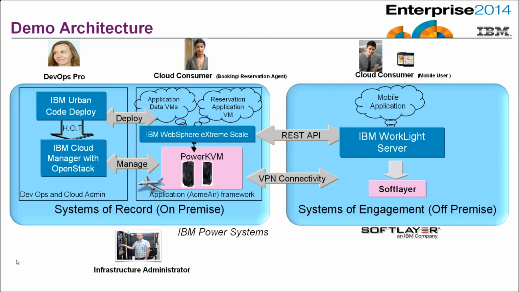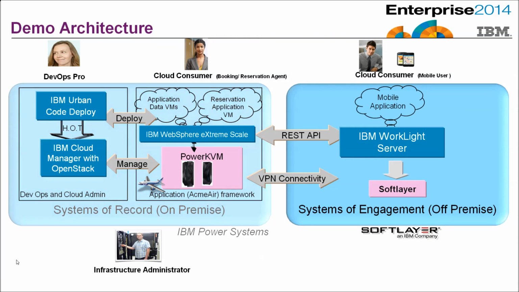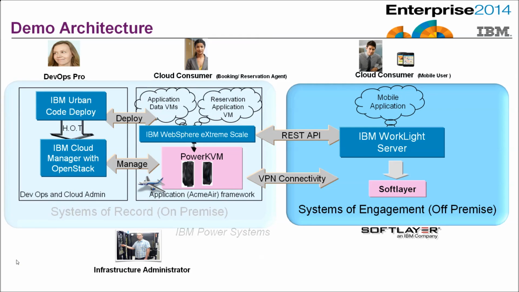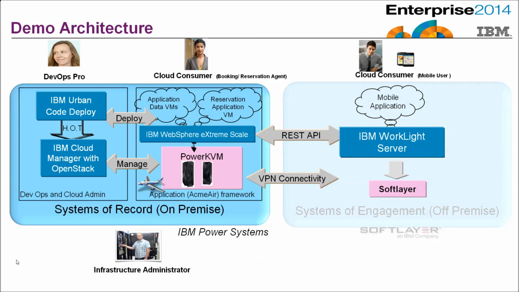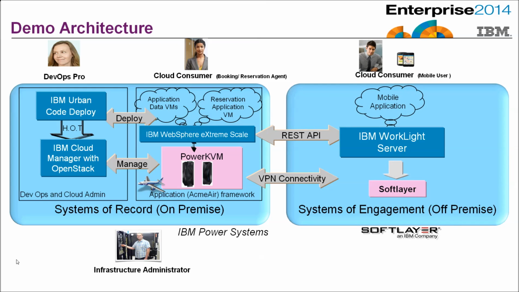In this configuration, we have deployed the systems of record to an on-premise cloud running on KVM on IBM Power Systems. We also have a systems of engagement deployed to an off-premise cloud running on SoftLayer. We have chosen a sample airline reservation system application called Acme Air in this demo.